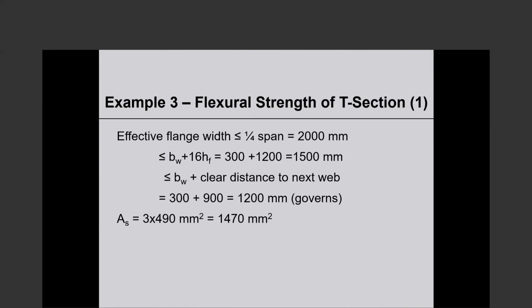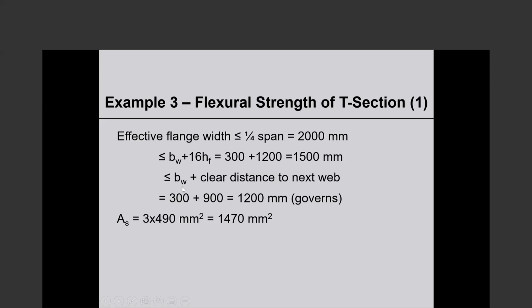The web width plus 16 times the flange thickness. Web width is 300, 16 times the flange thickness of 75 millimeters. That must come to 1200, and that gives us 1500 millimeters. Okay, so B sub W is 300, 16 times H sub F is 75, 16 times 75 is 1200. That gives us 1500 millimeters.